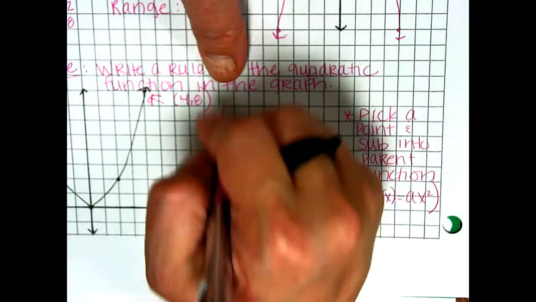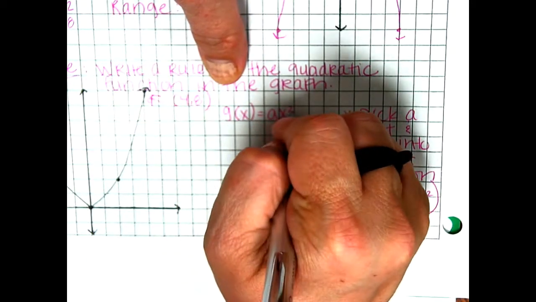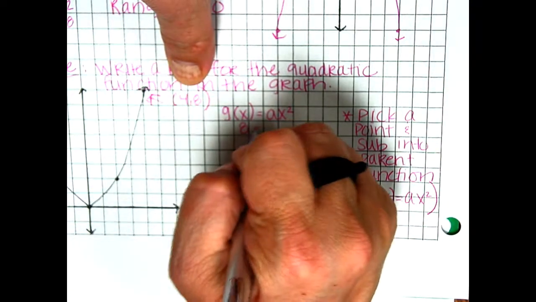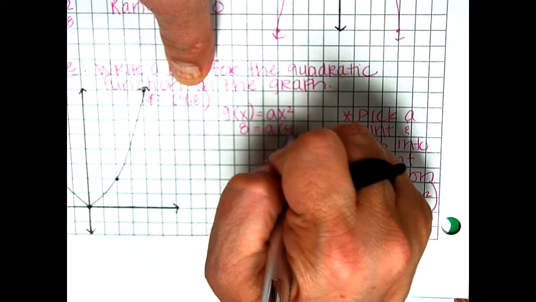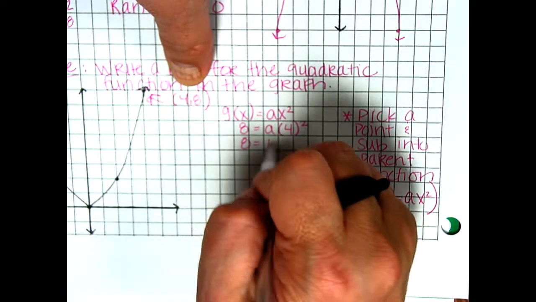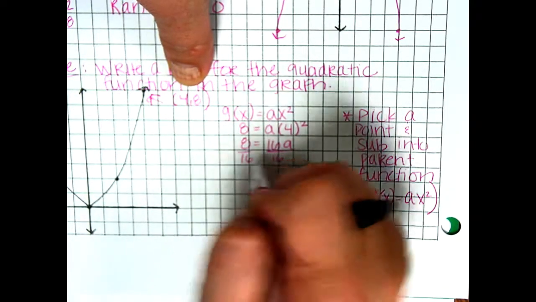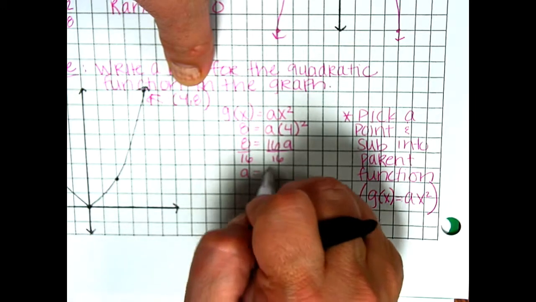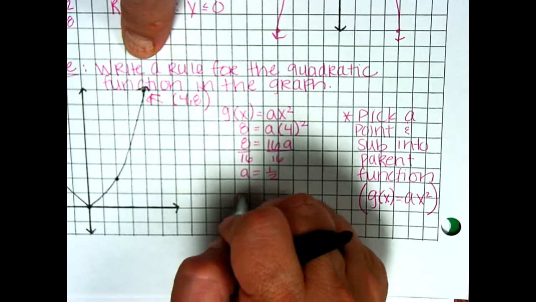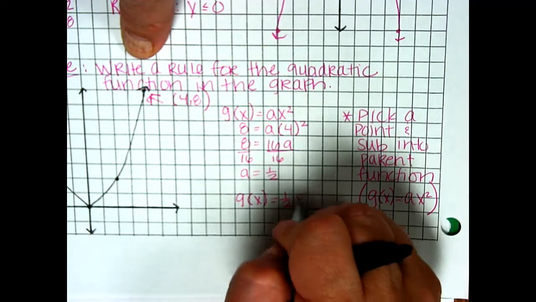So I'm going to start with the parent function, g of x equals ax squared. I'm going to substitute those two values in. So it'll be 8 equals a times 4 squared. 4 squared is 16, so 8 equals 16a. Divide both sides by 16. So my a value is 1/2. So the quadratic function would be g of x equals 1/2 x squared.